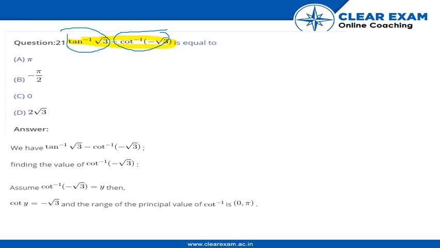Okay. So first we are trying to find the value of cot inverse minus root 3. What we do is assume cot inverse of minus root 3 is equal to y. Then we apply cot on both sides and we get cot y is equal to minus root 3. Now I hope you all remember that the principal range of cot inverse is 0 to pi. So our y should lie between 0 and pi only. If it does not lie in this interval, our answer is wrong. Moving to the next slide, just give me a sec.